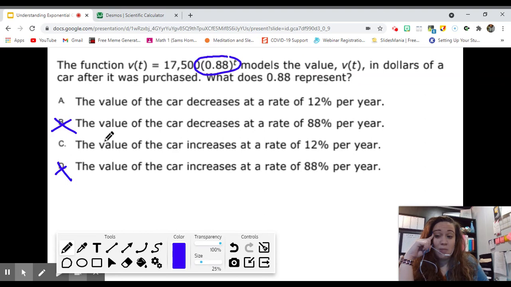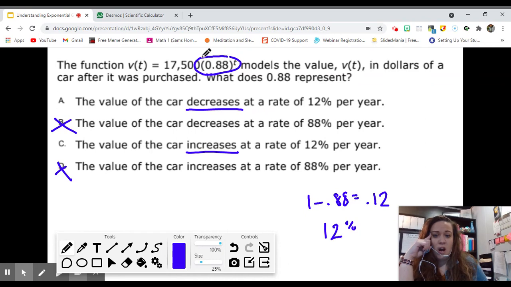So already I know that 0.88 is not the percent, because there's no 1 minus over there, and I need to do that. So we're going to take 1 minus 0.88, and we get 0.12. So I know my answer is 0.12, or 12%, but is it an increase or a decrease? Let's look back at our original. Our original was less than 1, so it is decreasing at that rate. It's an exponential decay.